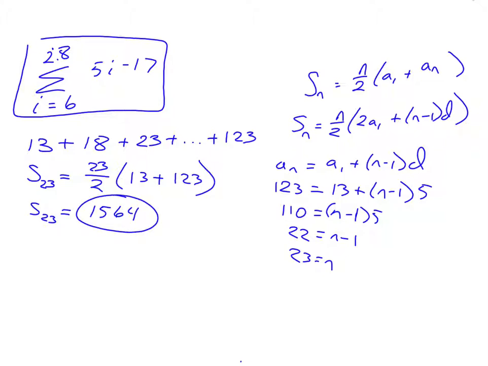Can you repeat how you got it the easy way? How you got 23? You subtract these two numbers and add 1 to it. All right. One more.